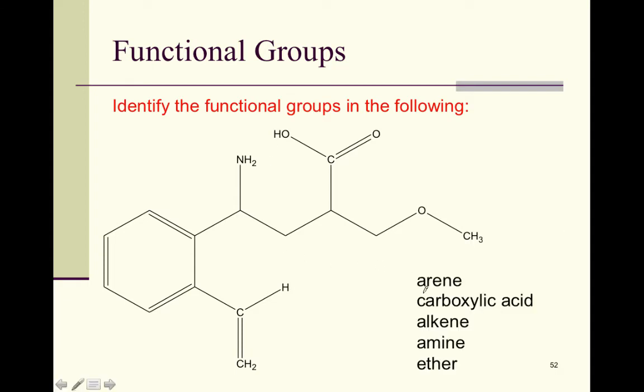Okay, you may not have them in the same order as me. I found 5 of them. Arene, that would be this one right here. That would be the aromatic, so that's the arene. I also found a carboxylic acid. The carboxylic acid, it's kind of upside down right here, but this is my carboxylic acid.